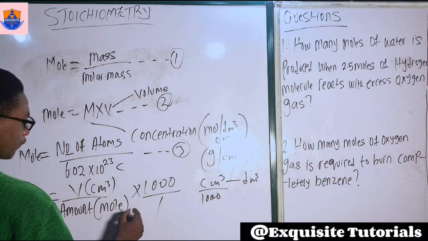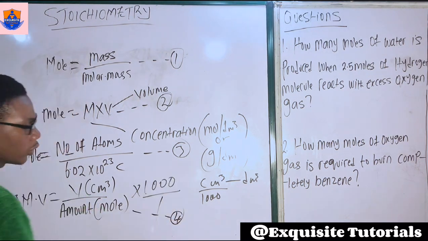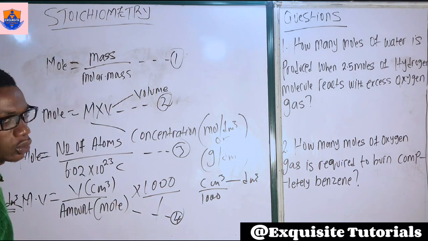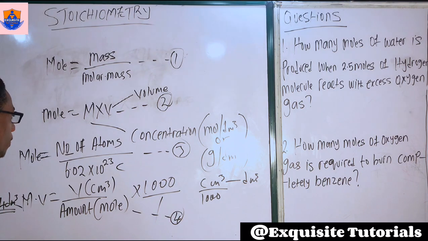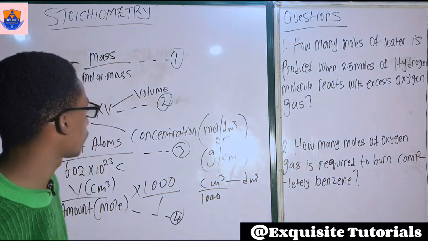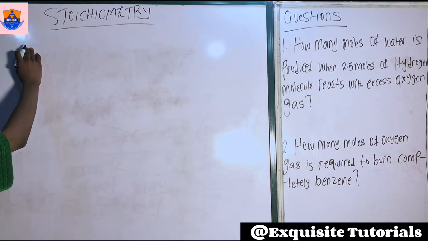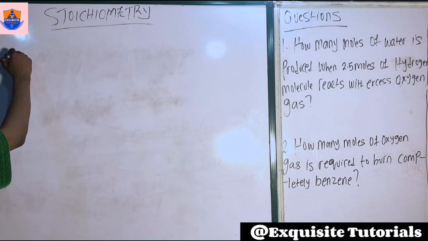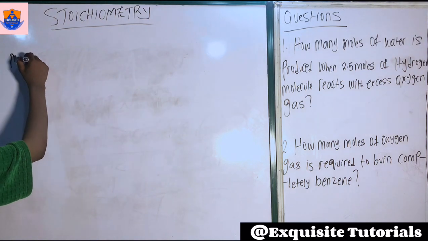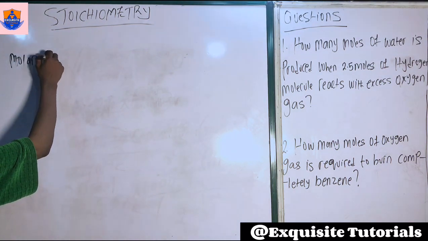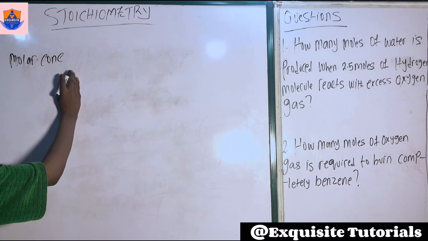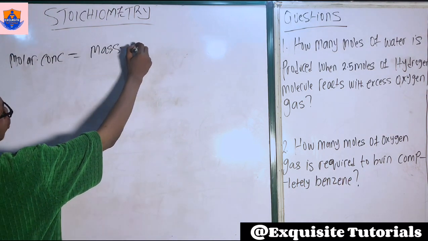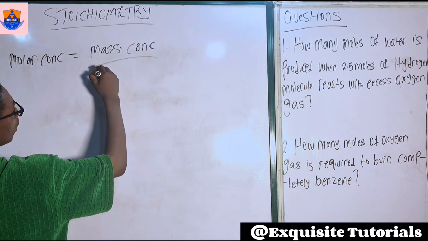Now I've given out four equations to note on calculating questions under stoichiometry. So I'll bring out another: molar concentration is equal to mass concentration over the molar mass.